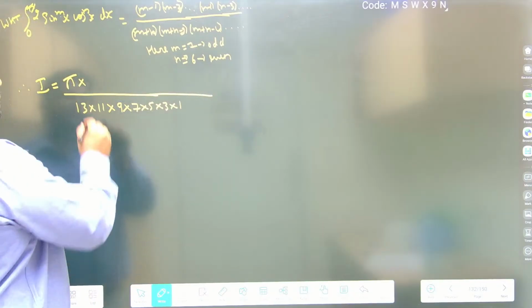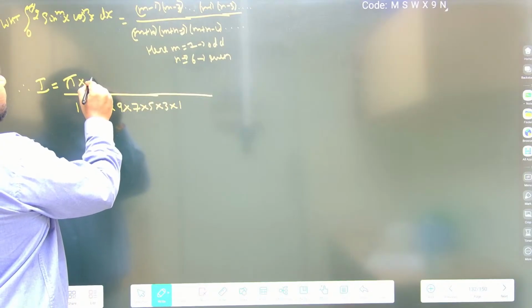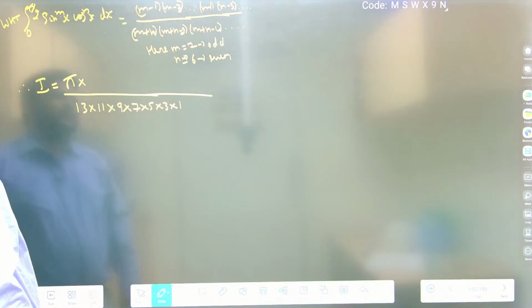In the numerator, m minus 1, m minus 3. M is what, friends? M is 7. M minus 1.